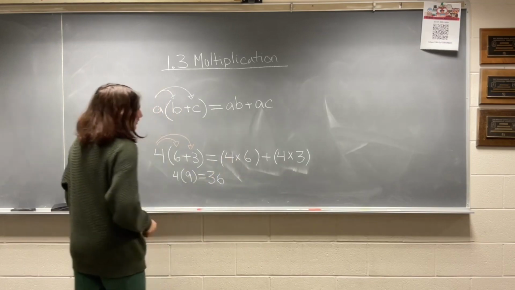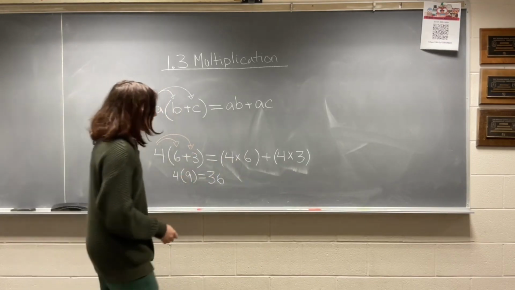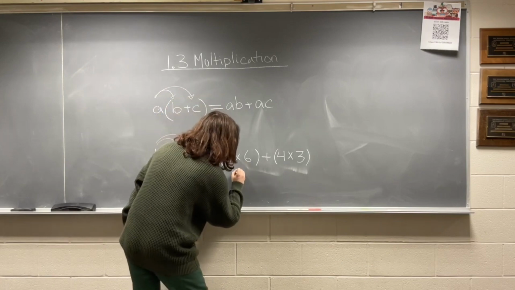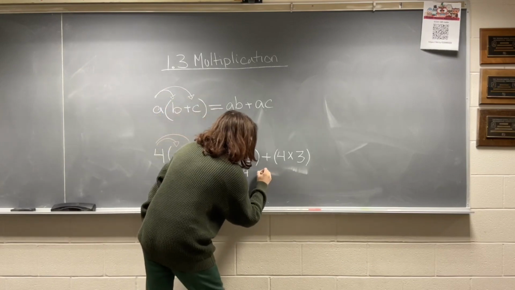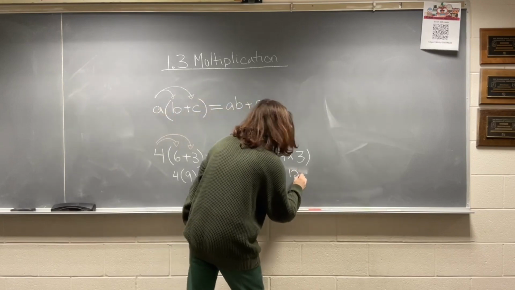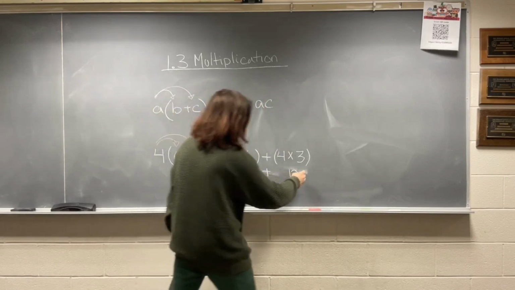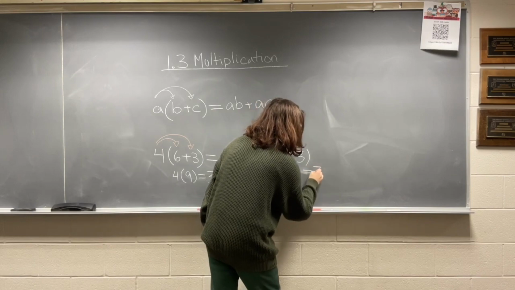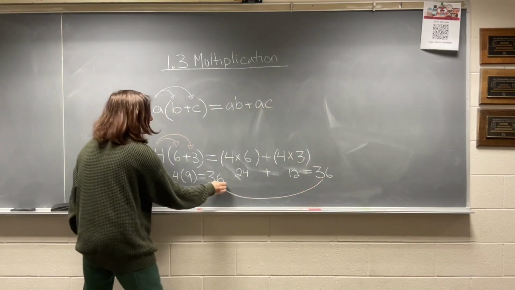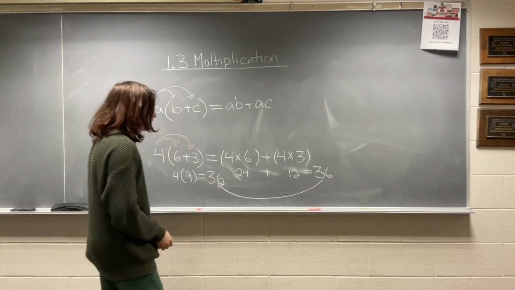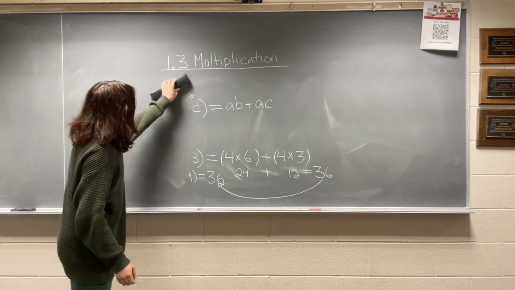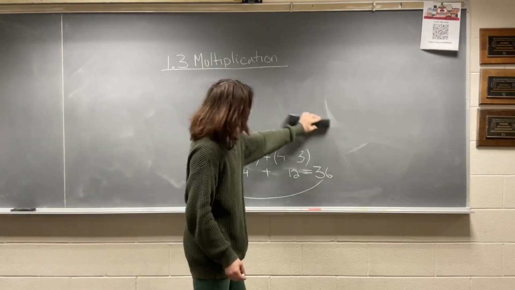So we do 4 times 6, that's going to be 24, plus 4 times 3, that's going to be 12, 2 and 4, that's 6, 2 and 1, that's 3, we get 36. And that is the same as here, we can see. And so that's just an example with distribution and the distributive property of multiplication.